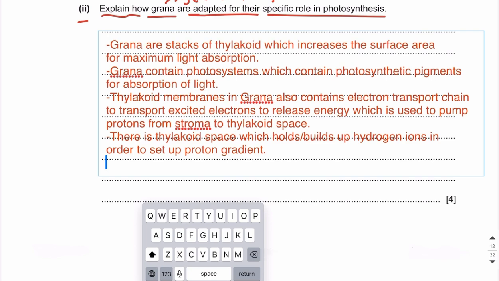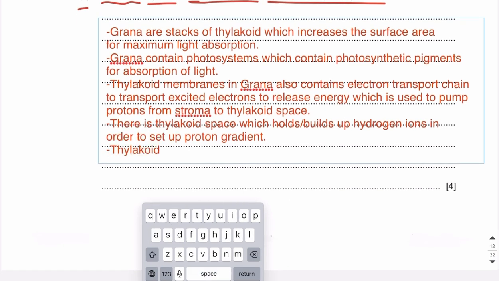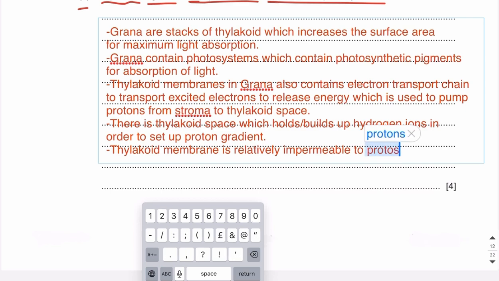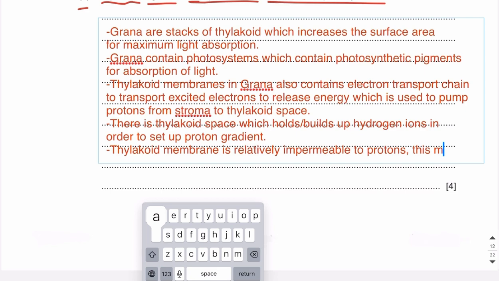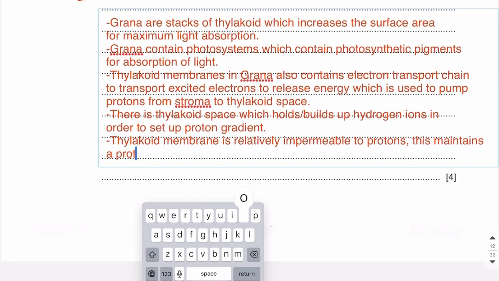And you need to also know that the thylakoid membrane is relatively impermeable to protons. This maintains a proton gradient. What is meant by this statement?